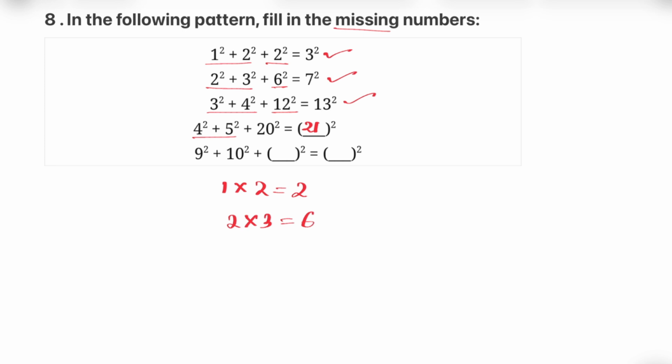Next, 9 square plus 10 square plus 9 into 10, which is 90. So 90 square is equal to 91 square.